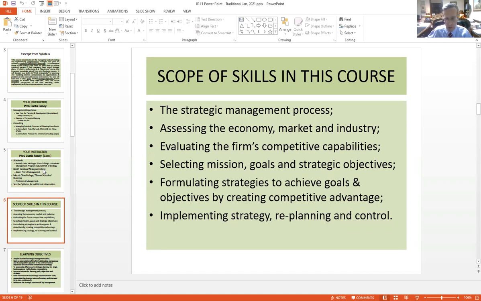Okay, so you'll pick up some skills on how to evaluate firms' capabilities, to select mission goals and strategic objectives, to form strategies for achieving goals and objectives, for strategies to create competitive advantage. And finally, we'll talk about how strategy actually gets implemented.